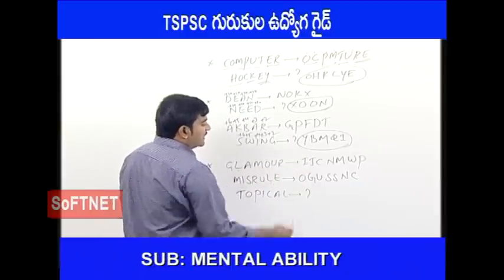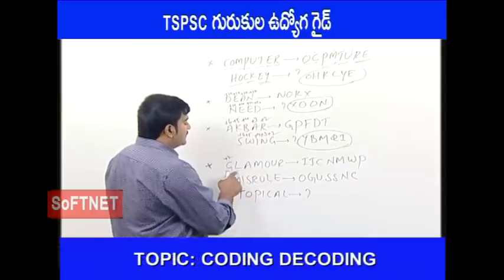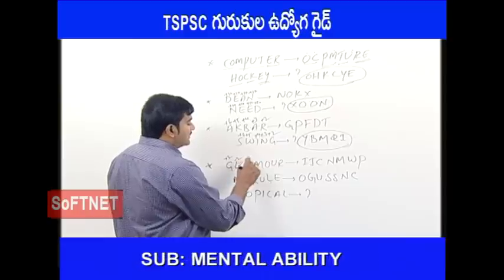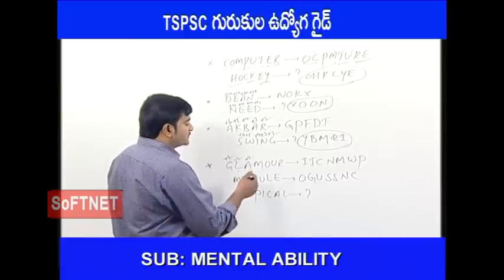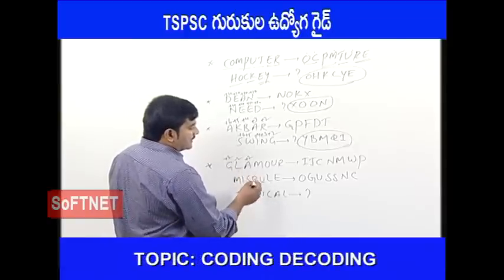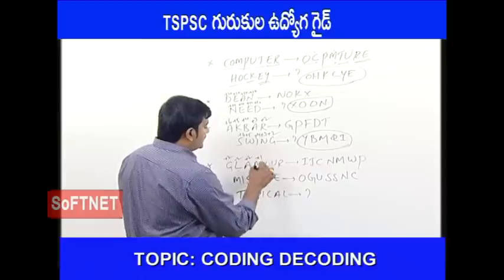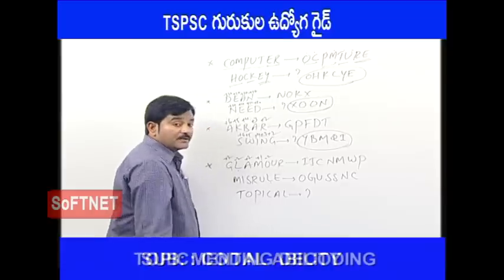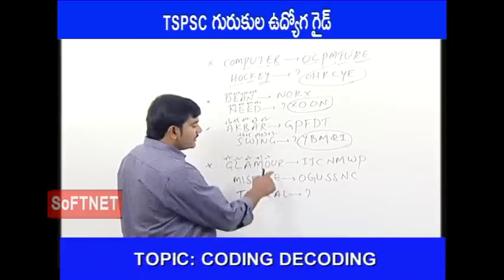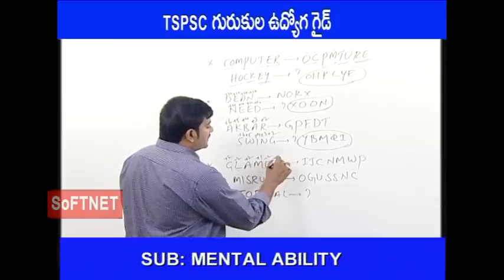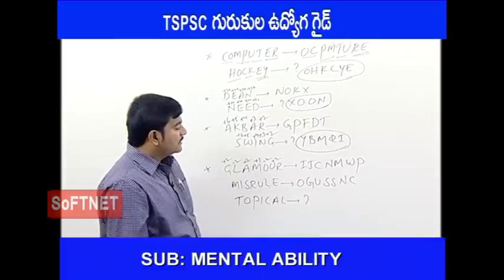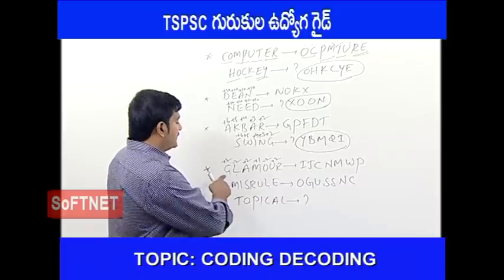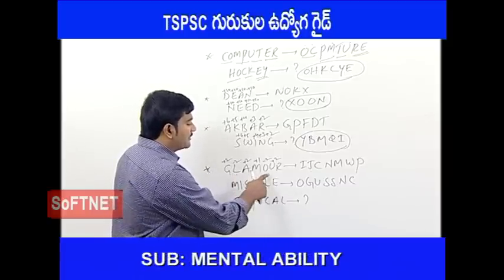G means 7. I means 9. What happened? He added plus 2. L means 12. 12 became 10, minus 2. A means 1. 1 became 3, that is plus 2. So indirectly plus 2 minus 2, and here M became N. Again he added plus 1. Similarly O means 15 whereas M means 13. U means 21. 21 plus 2 means 23. In a certain code language, glamour is written as IJC NMWP. How did the word come? Plus 2 minus 2 plus 2 plus 1 minus 2 plus 2.